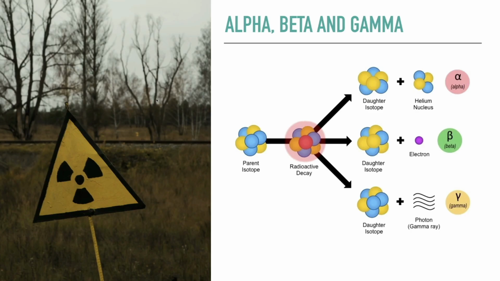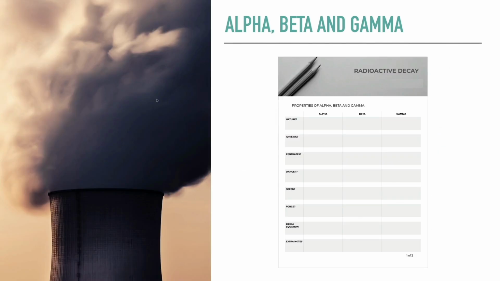So this unstable parent isotope undergoes a decay process, and it either gives out a helium nucleus, which we call an alpha particle, or an electron, which we call a beta particle, or it gives out a photon, which we call a gamma particle. And we're going to talk through the properties of alpha, beta and gamma particles right now. And this is where I'd like you to fill in the table that we have on the worksheet. So you have a table with the accompanying worksheet that looks like this. You can see there's a column for alpha particles, a column for beta particles, and a column for gamma particles. I'd like you to fill out the column as we talk through the properties in the following slides. So get your table ready, please.